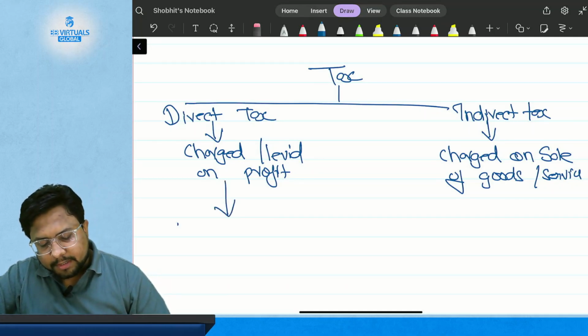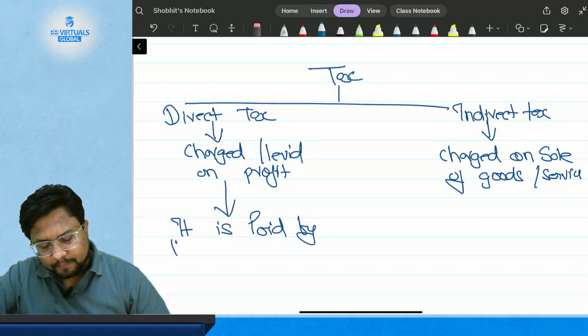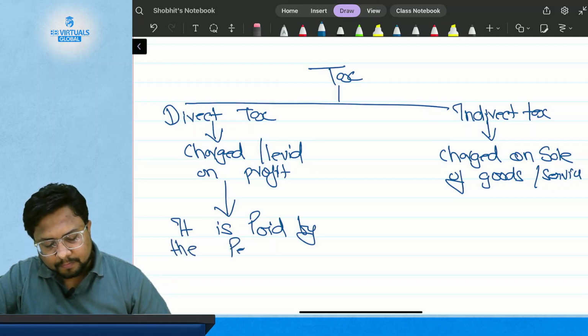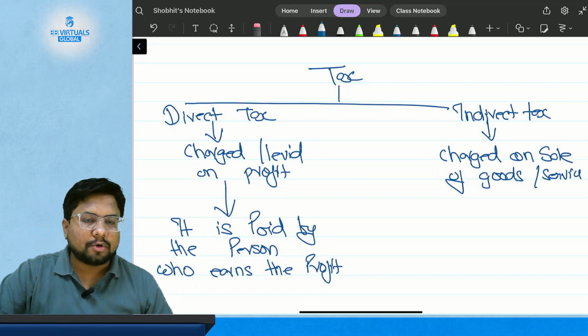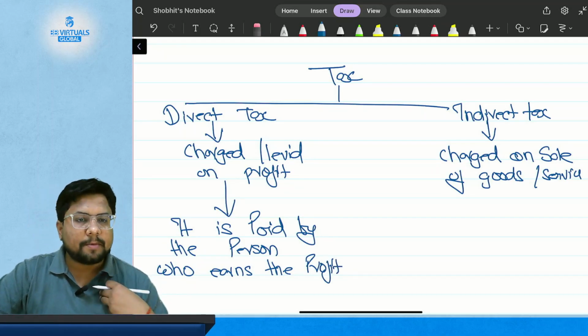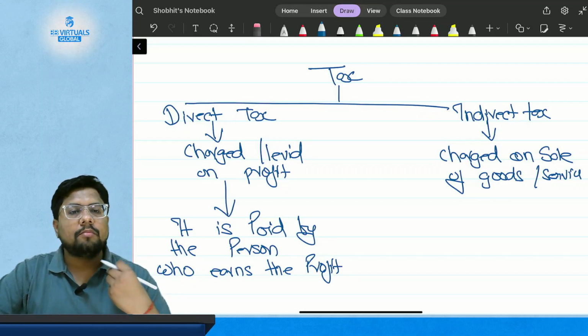Okay, and why direct tax is a direct tax? Because it is paid by the person or organization who earns the profit. That's why it is called direct tax, because if I am earning the profit then I will pay the tax. It is charged on me and taken out from me only, so it is direct tax.